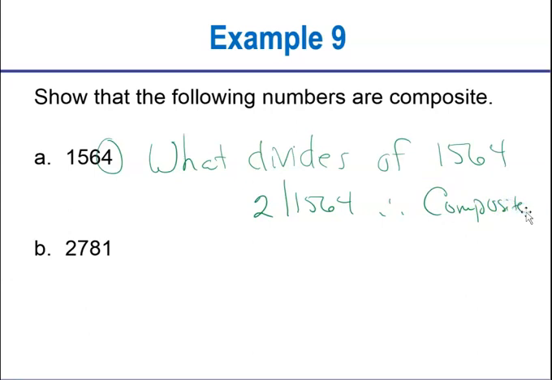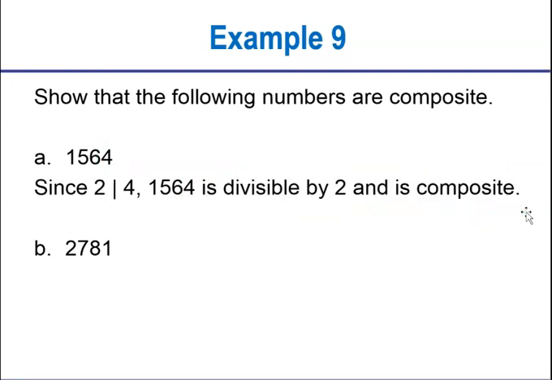Now I have that typed up for you. There it is. Since 2 divides 4, 1,564 is divisible by 2 and is therefore composite. Now pause it. I want you to do the same thing, not the same work of course, but the same idea to 2,781. Now the real question is, is this number prime, where it only has 2 factors, 1 and the number 2,781, or is it composite? Notice the directions though say, show that the following numbers are composite. So we already know ahead of time it's composite, but sometimes you don't know ahead of time. You just have to do the work.